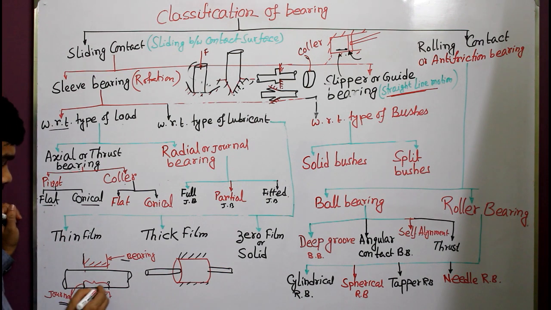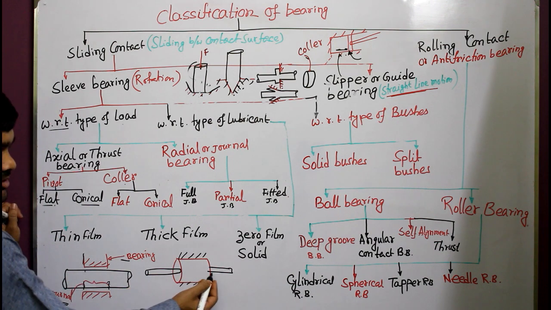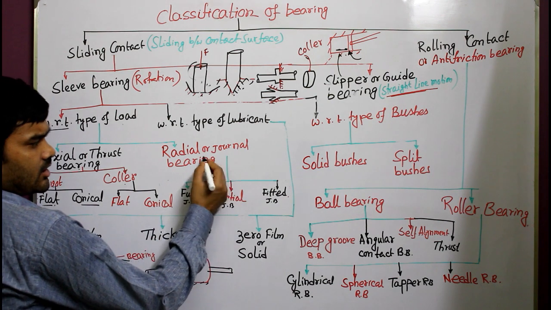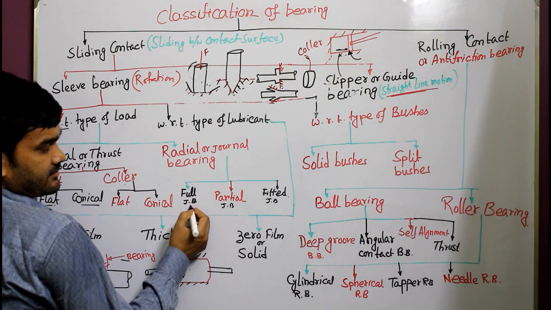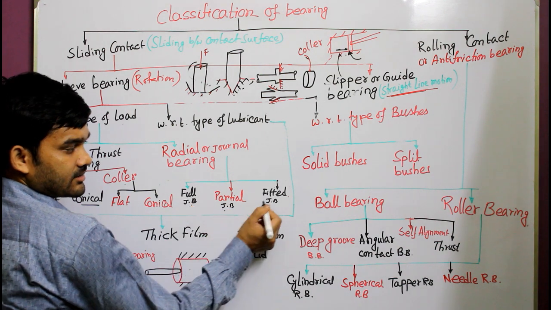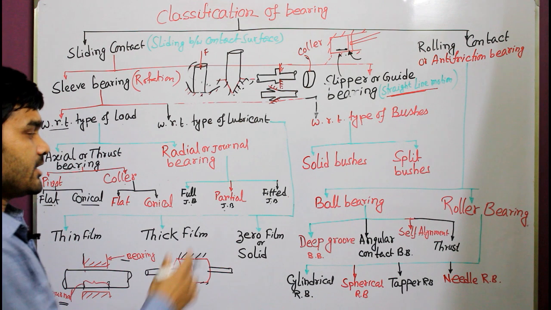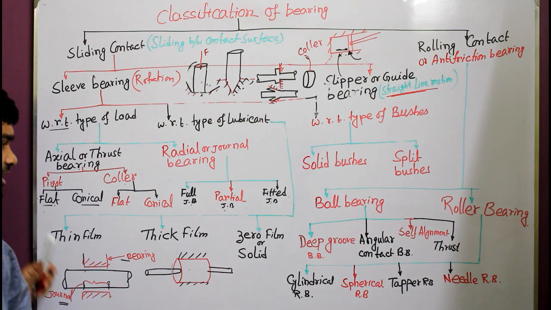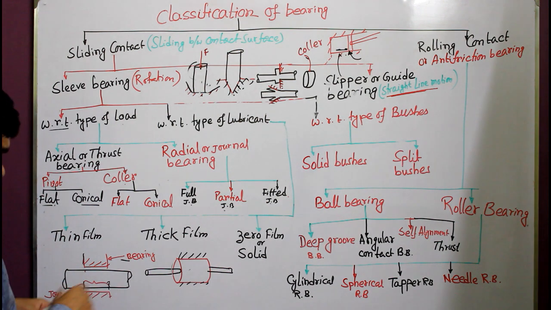So keep it in mind, the part of the shaft is known as the journal, which means the diameter of the journal will be less than the diameter of the bearing, and we can see this is also indicating journal bearing. Okay, so this journal or radial bearing is also classified into three types: full journal bearing, partial journal bearing, and fitted journal bearing. According to this, we have classified the bearing as full journal, partial and fitted.